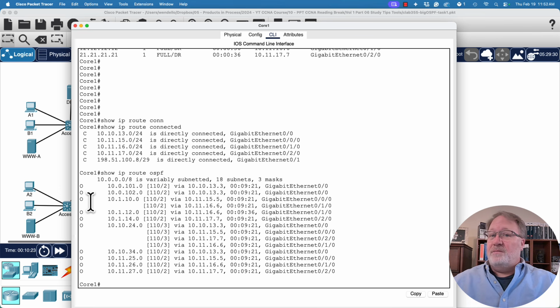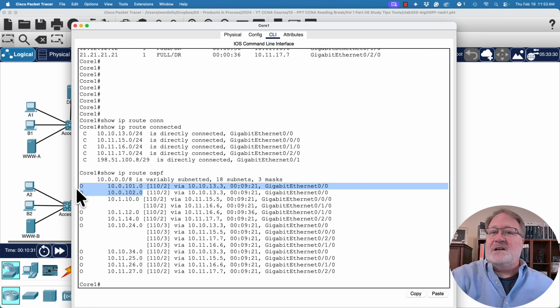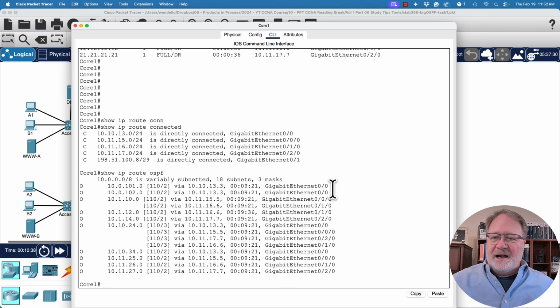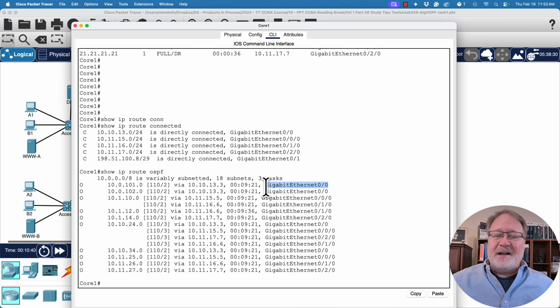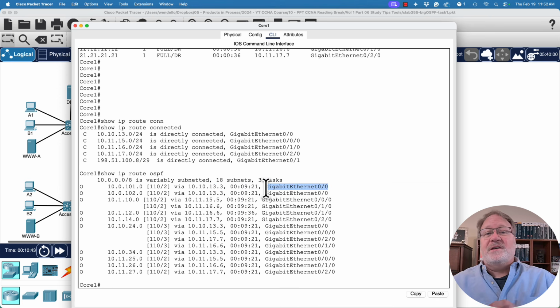First off, I know from memory from working with this lab that these first 2 routes' subnet IDs are the subnets on the far left. That is, the LAN subnets to the left of dist 1 and dist 2. They're learned by core 1 from dist 1, and so we see the outgoing interface of gig 0/0.